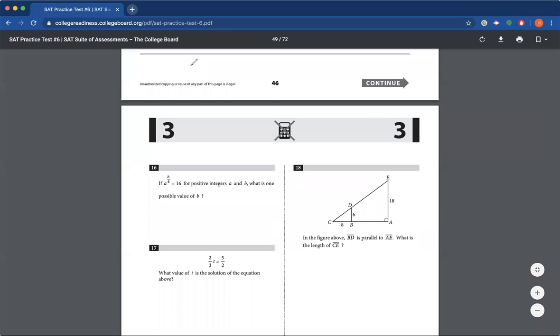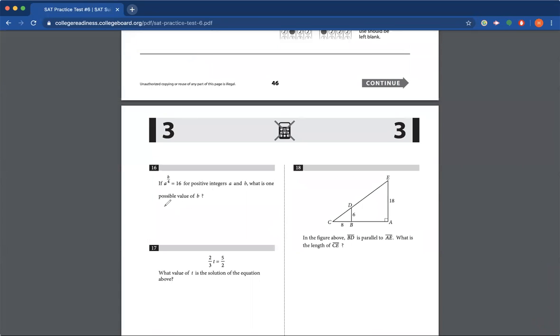If a raised to b divided by 4 equals 16 for positive integers, what's one possible value for b? Just note you cannot put negative answers on your Scantron. And here's 16. What's one possible value of b? So they're actually being nice. When they say what's one possible value, you could make a any number you want. So I could make a, let's say 2.